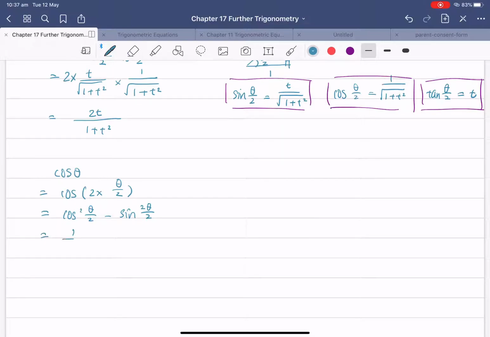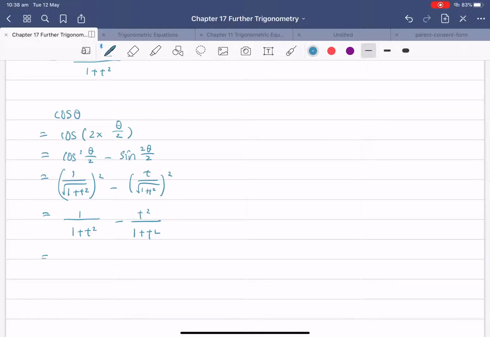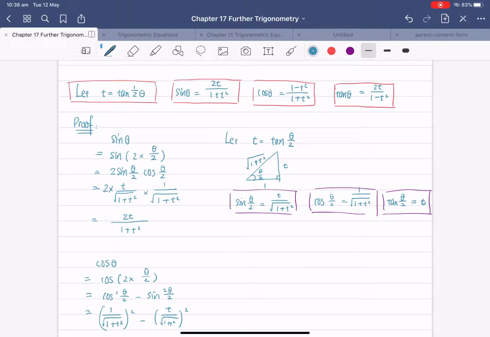So that gives you 1 over the square root of 1 plus t squared, and you square it, minus t over the square root of 1 plus t squared, and you square it. So that gives you 1 over 1 plus t squared minus t squared over 1 plus t squared. And that gives you 1 minus t squared over 1 plus t squared. That just gives you the formula there.